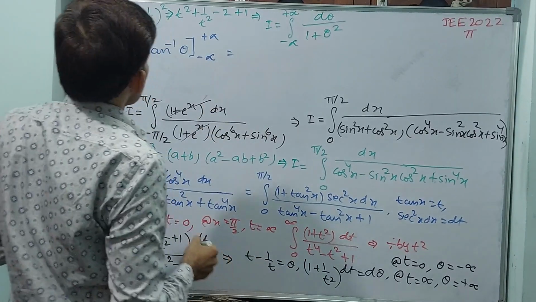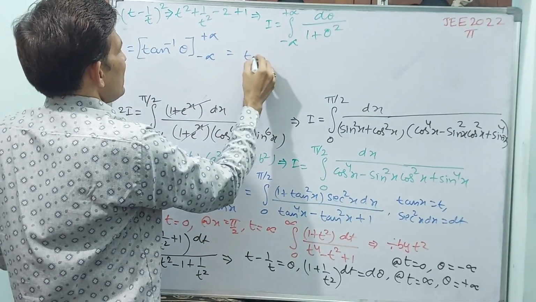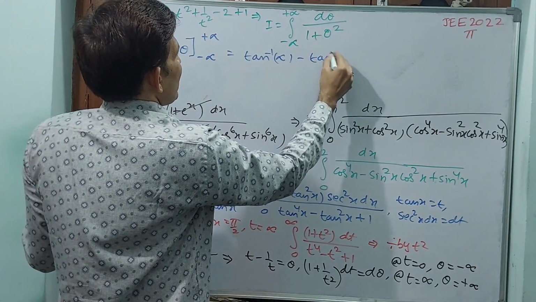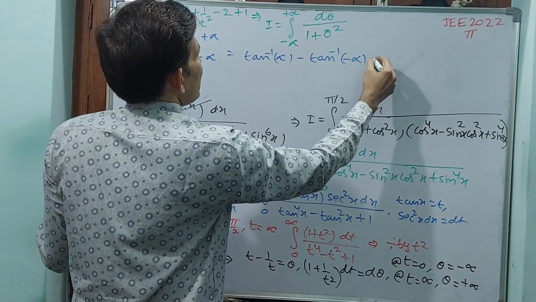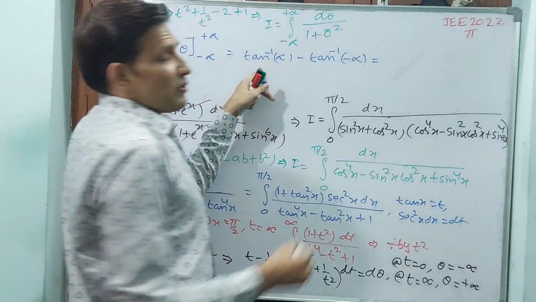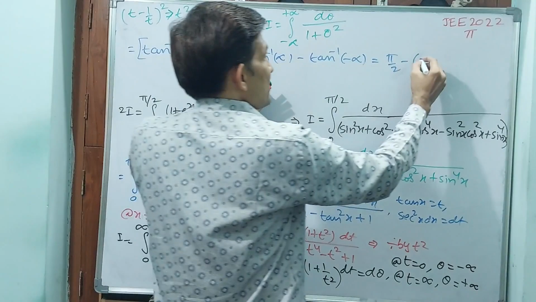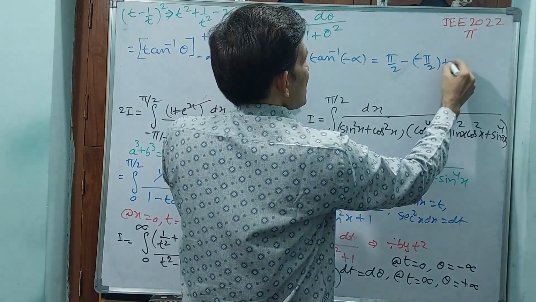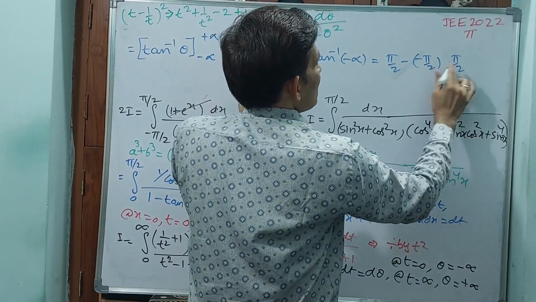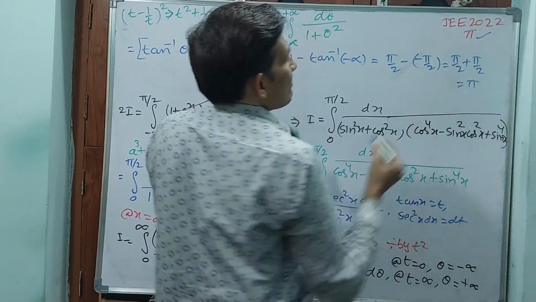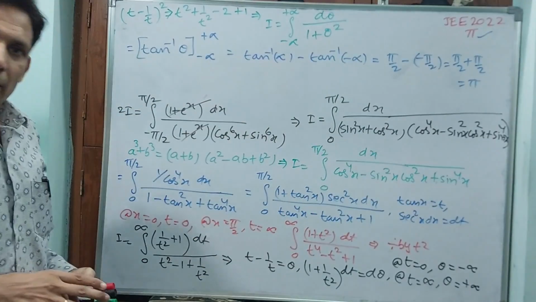Tan inverse plus infinity minus tan inverse minus infinity. Plus infinity means pi by 2, minus infinity means minus pi by 2. That is equal to pi by 2 plus pi by 2, that is equal to pi. Let us go for the next question.